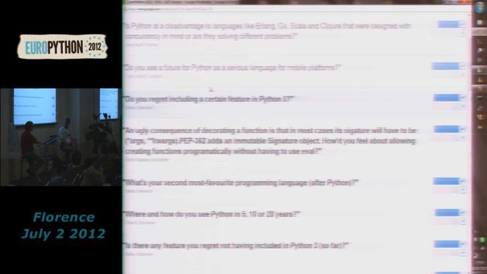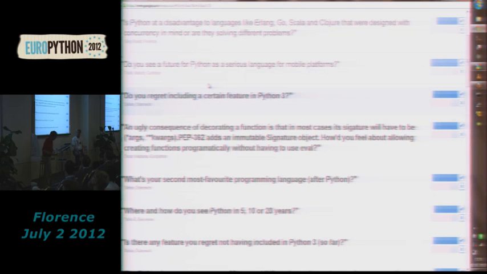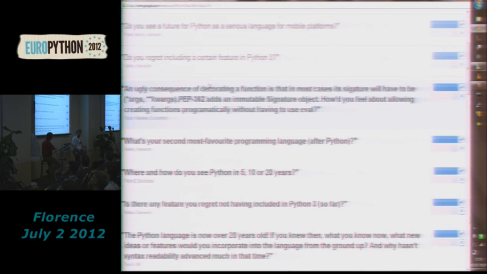Do you regret including a certain feature in Python 3? That's a so-called open-ended question, and I don't like to answer those because I always get these questions when the audience doesn't actually know very much about Python. Like, what is your favorite Python feature? It's unanswerable, so please don't ask me that. Sorry. I'm sorry for being so hostile towards the audience, but it's just too hard to answer.